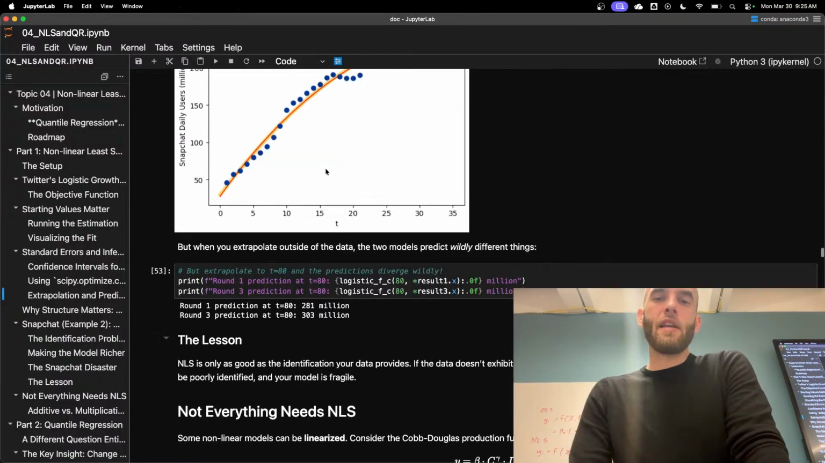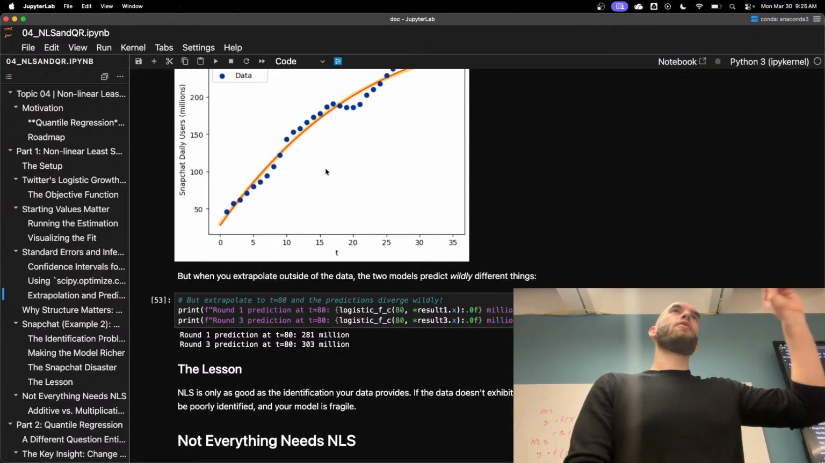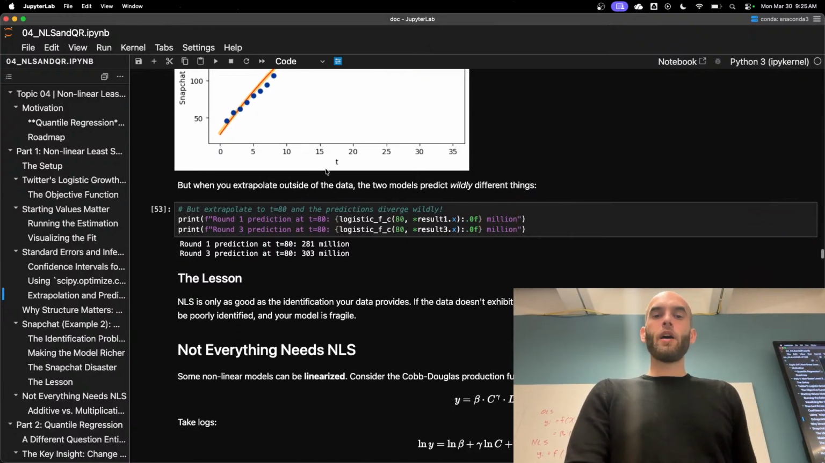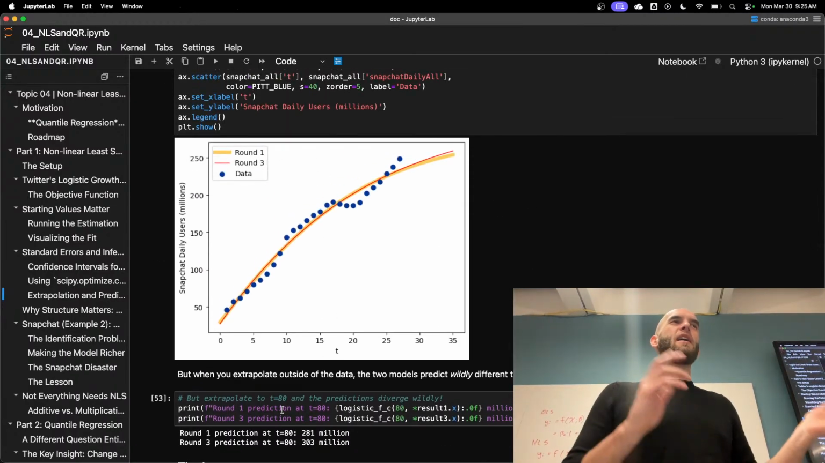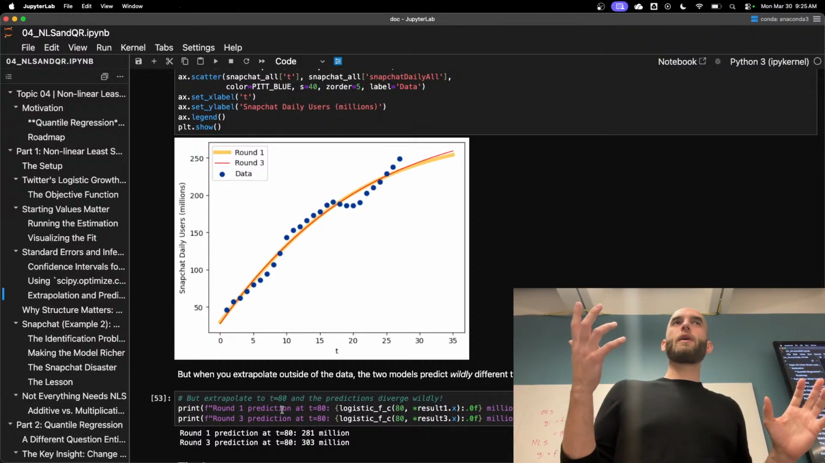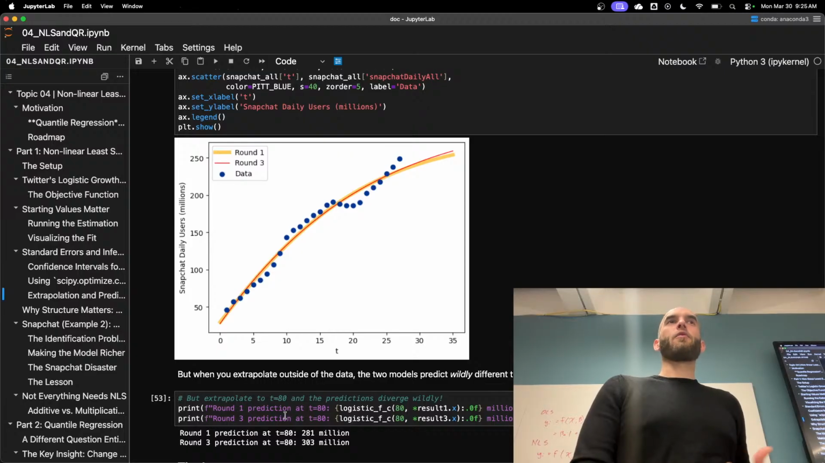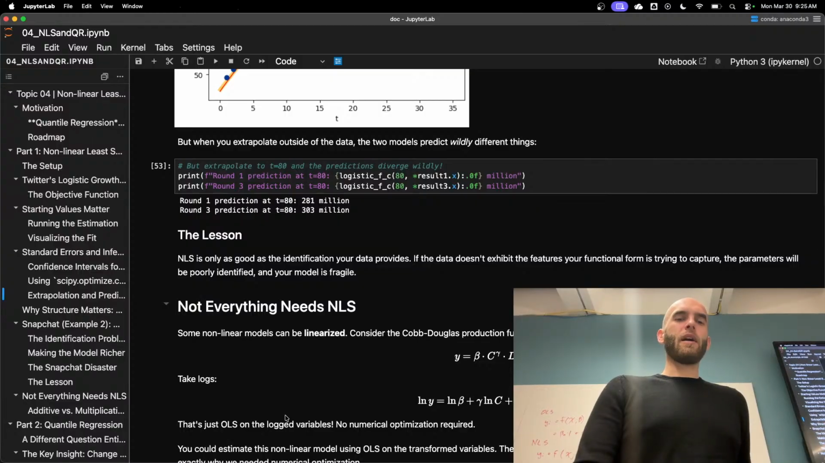So that was the lesson. We need to be careful. We need to make sure that our data can support the model and the parameter values that we're using. And if we get it wrong, there's more upside and more risk to using nonlinear least squares. The upside is your model can be a better fit. You're imposing additional structure on your data. But if your structure is wrong, then that leads to some serious mistakes. Or maybe not mistakes, but errors.